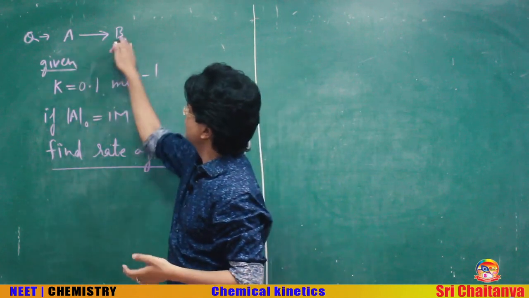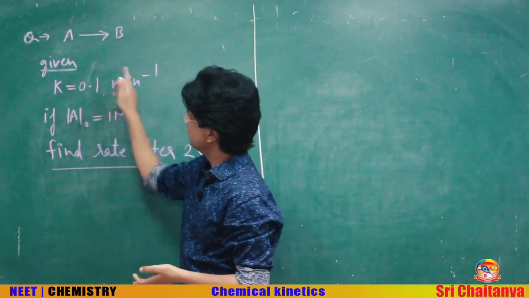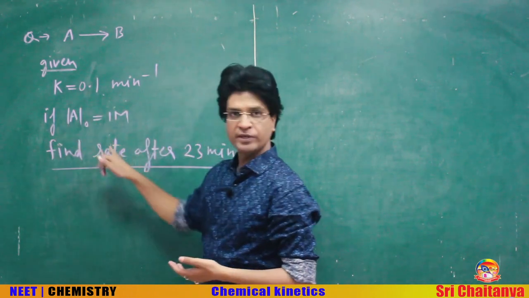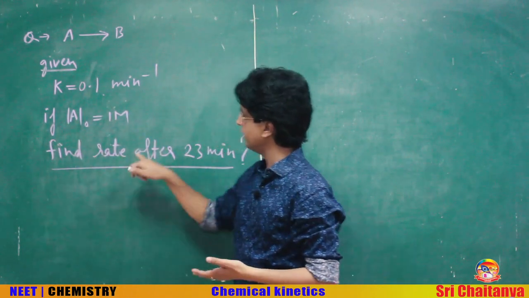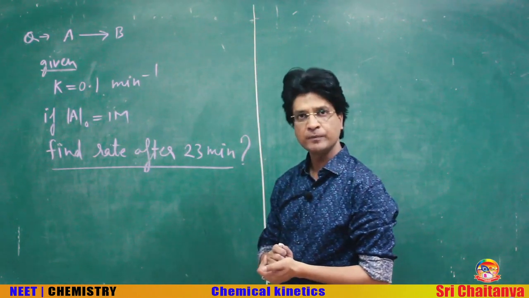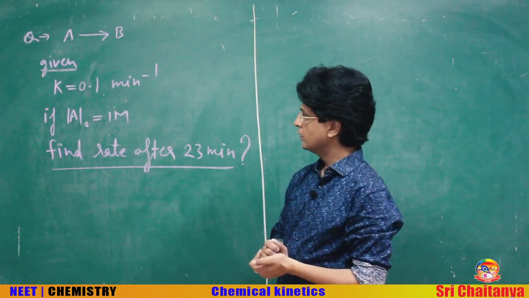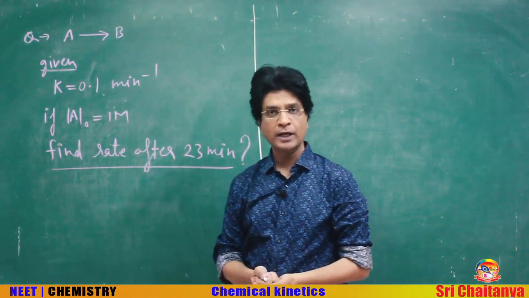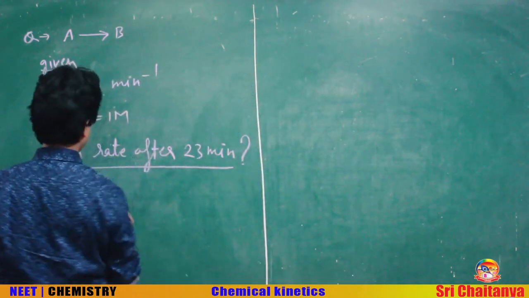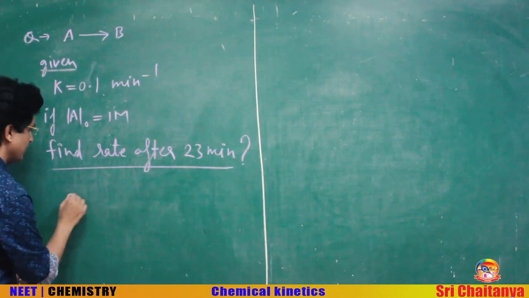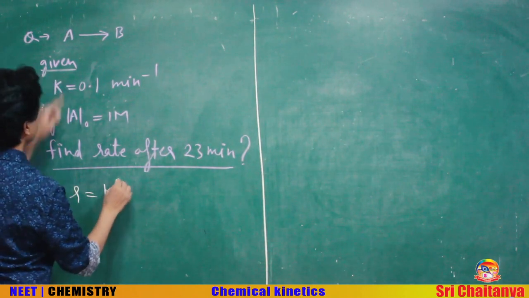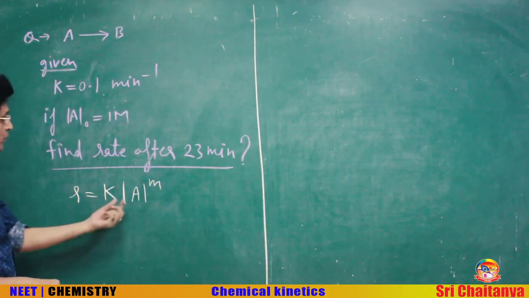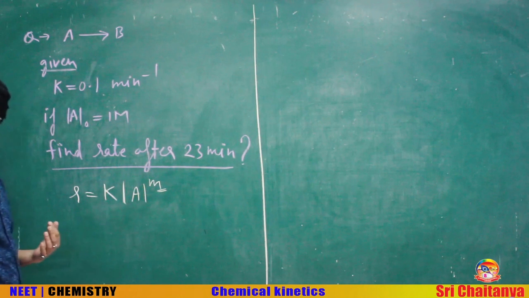It says we have a reaction A giving you B, and they have given some data. They have given you rate constant as 0.1, initial concentration as 1 molar. They are saying find the rate after 23 minutes. Now see, to find the rate after 23 minutes, I need to have a rate law, and to have a rate law, I need to have the order of reaction. Say R will be equal to K, A to the power of m. I know K, but I do not know order.